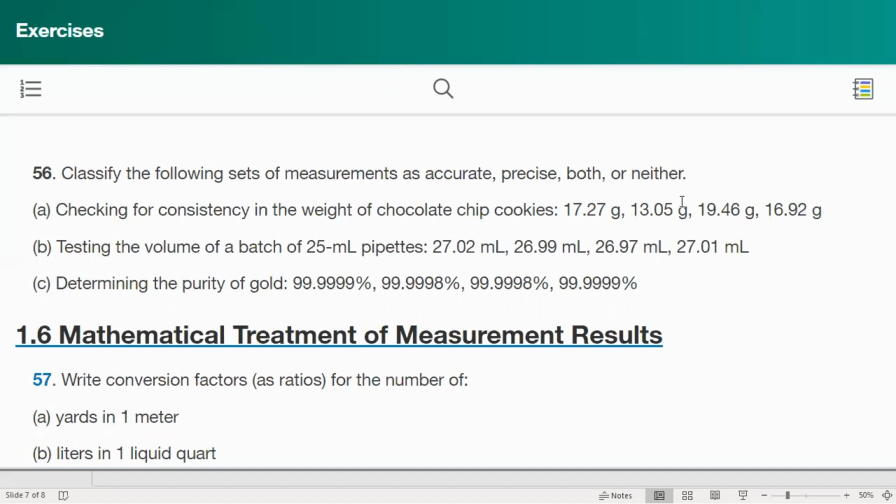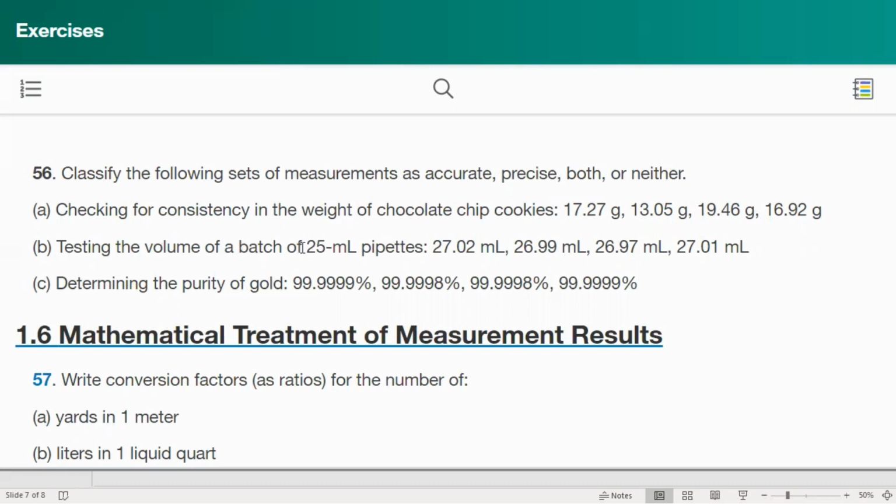This is such an open question, but I would say this is not accurate and it's not precise. They're all over the map. This is uncertain because they don't tell us what the correct number should be for accuracy. So I have some problem with that. So if they're checking for consistency, we're only looking for precision. It doesn't look very precise to me. We could say this is, and I don't like the framing of that question, sorry.